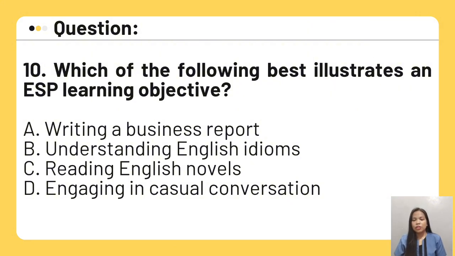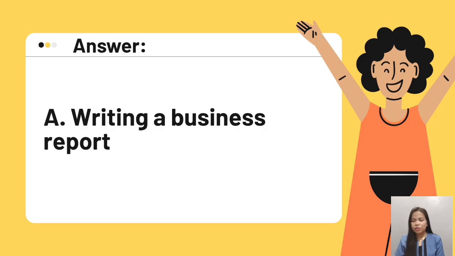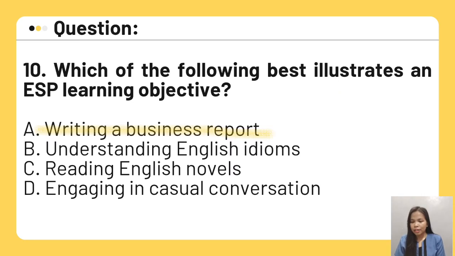Time's up. So, the correct answer for our last question is letter A. Producing a business report is a specific task aligned with professional communication needs. So, the other choices B, C, and D are more general language skills, so they are not ESP learning objectives.